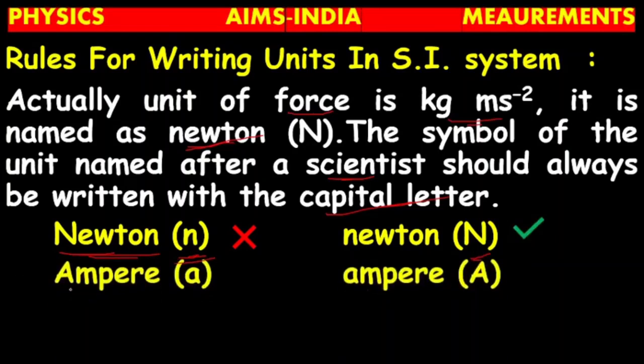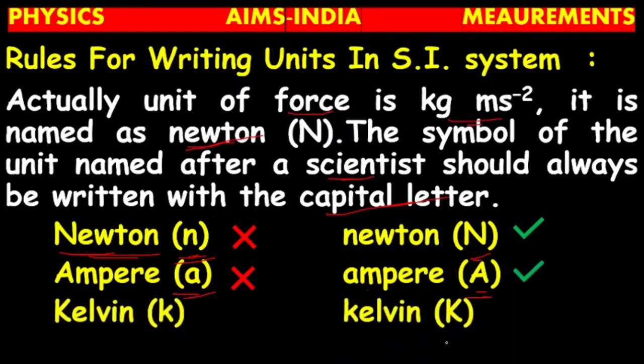If we write the symbol for ampere with small a, it is wrong. We have to write it with capital A. Next, kelvin should be represented by capital K. So when we use a scientist's name as the unit and want to mention it with a single letter, that should be a capital letter.